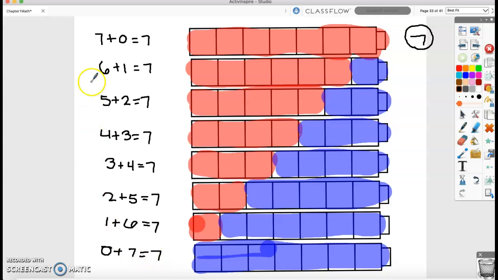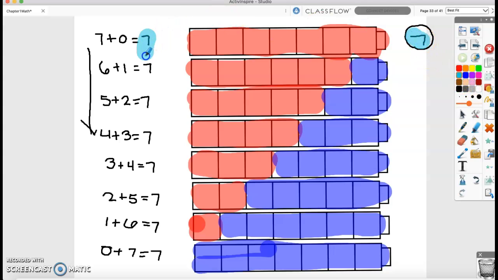And once again, I want you to notice when we're going down, I have 7, 6, 5, 4, 3, 2, 1, 0. That's a pattern. We're counting down by 1. Now look over here. 0, 1, 2, 3, 4, 5, 6, 7. Once again, that's a pattern. We're counting up.